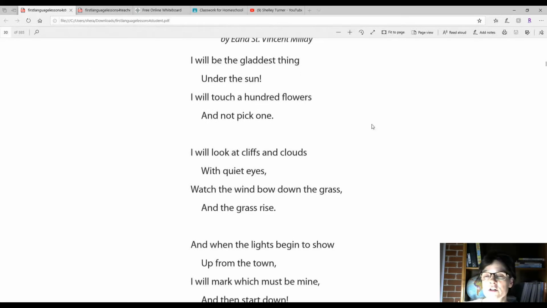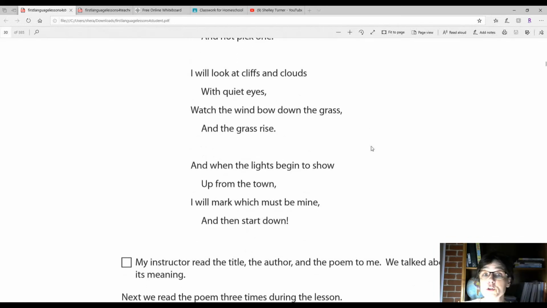I will be the gladdest thing under the sun. I will touch 100 flowers and not pick one. I will look at cliffs and clouds with quiet eyes, watch the wind bow down the grass and the grass rise. And when the lights begin to show up from the town, I will mark which must be mine and then start down.